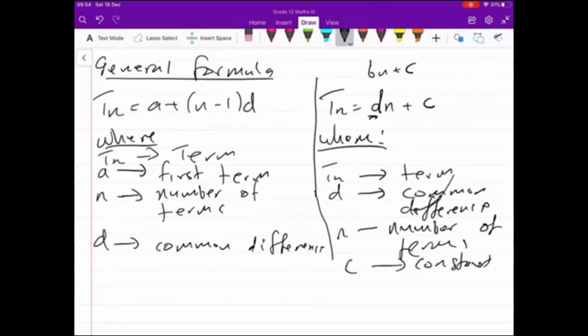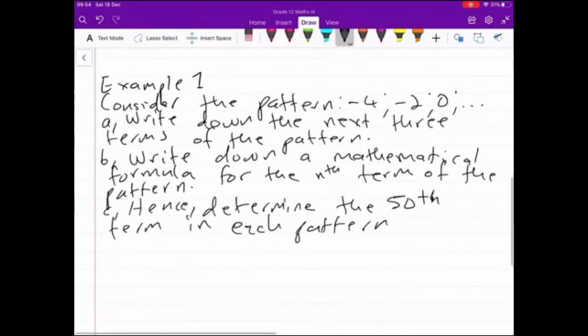Here you'll find out that we'll use a bit of simultaneous equations, whereas here we don't need to use any simultaneous equations. Let us look at an example here.